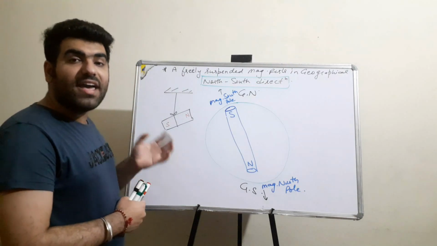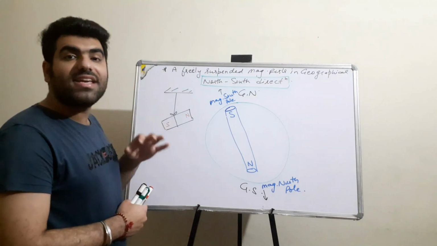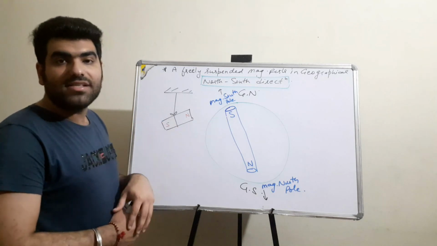Now we'll discuss why the magnetic needle makes various angles when placed at different places around the earth.